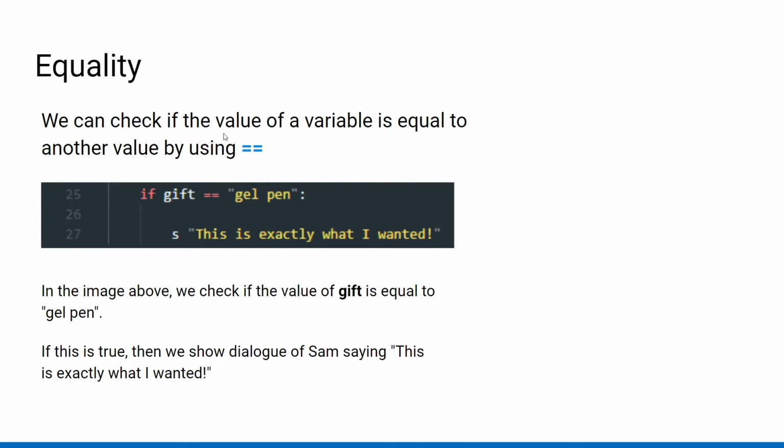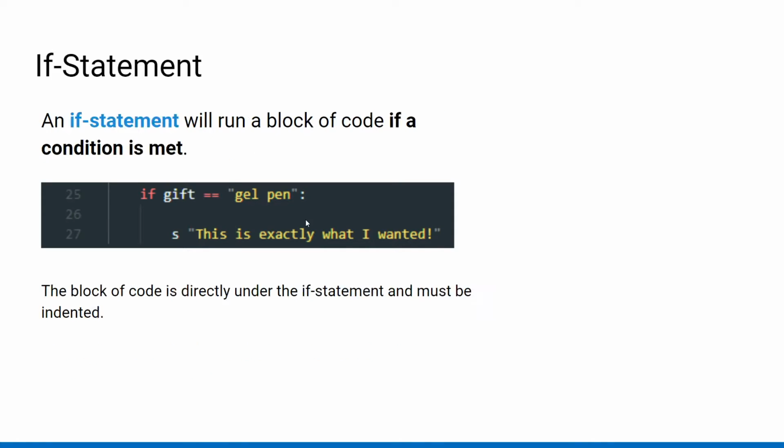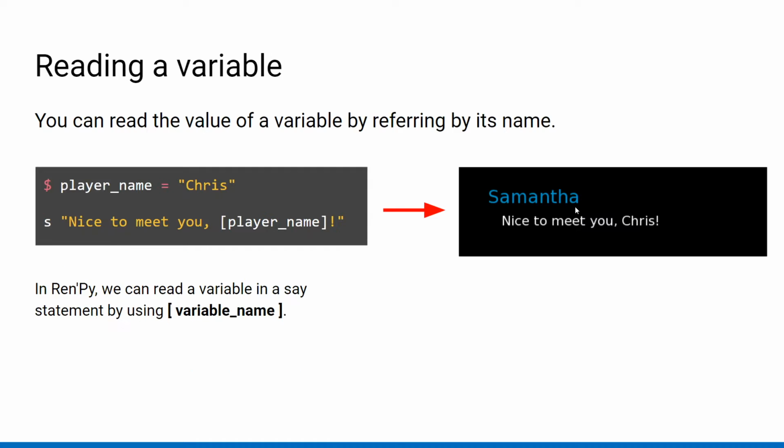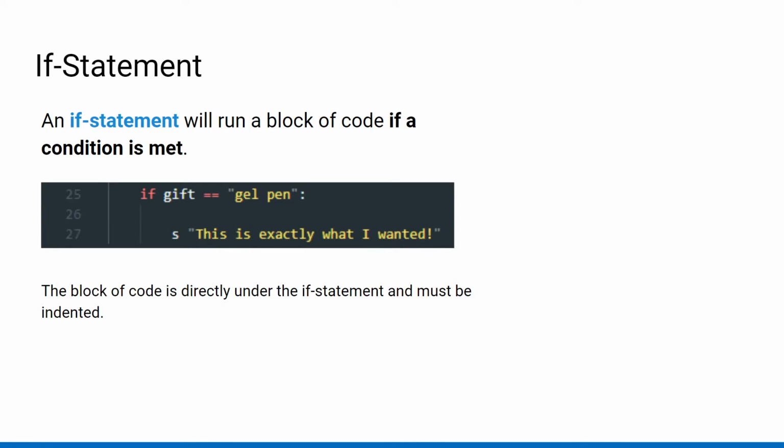And then I'm just expanding on why we use this equals equals sign. So equals equals is used to compare if two values are equal. So here it's checking if the value of gift is equal to gel pen. The reason we use double equals and not single equals is because we already use single equals for variable assignment. So since single equals is reserved for variable assignment, double equals is used for comparing things.